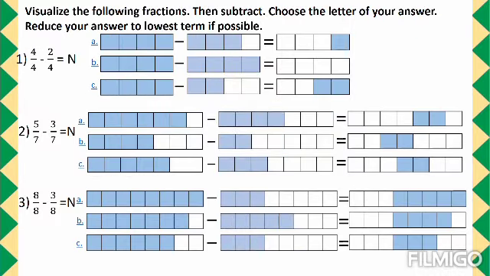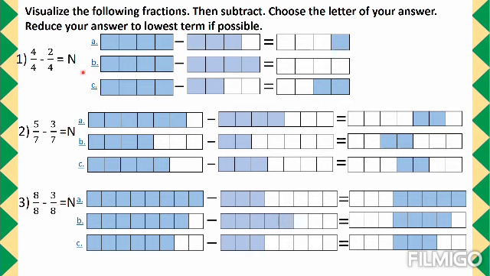Activity, guys, we have here. Please answer this activity and write your answer on the extra paper, and we'll check your answers later. The instruction here is to analyze the following fractions, then subtract and choose the letter of your answer. Reduce your answer to lowest term if possible. Just write your answer, guys, letters only. Choose only A, B, or C, and I will check your answer later after answering the slides.